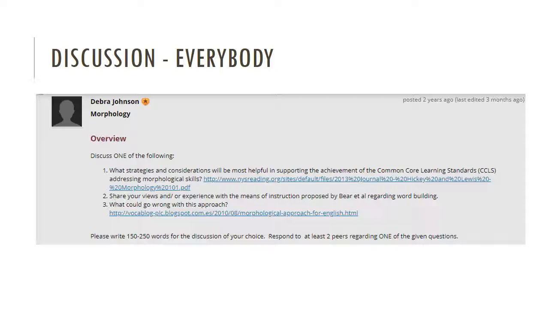The discussion that everybody is completing for Module 3 is a choice. You can pick one of those 3. The third one is worded not great. So basically you need to read that blog, and then you would be able to answer the question, what could go wrong with this approach? Please remember your discussions can be right at 150 to 200 words. No more than that is really needed. And be sure you respond to at least 2 peers.